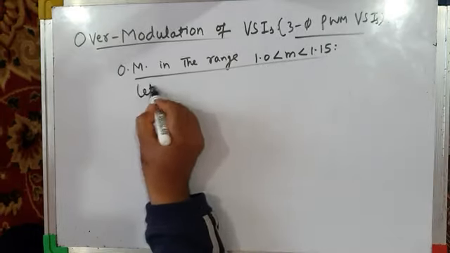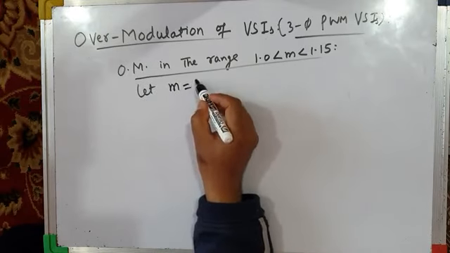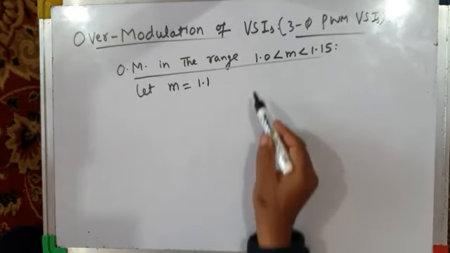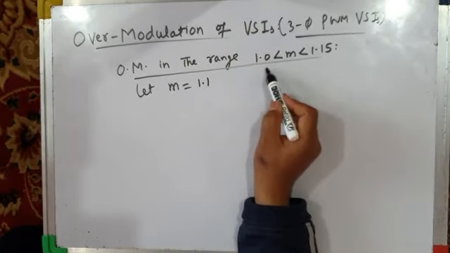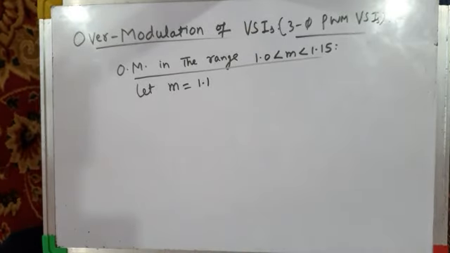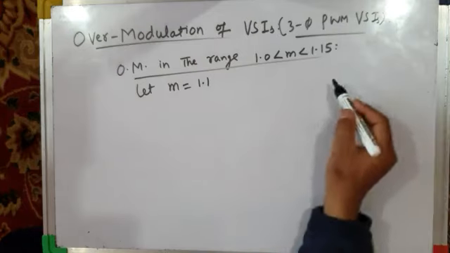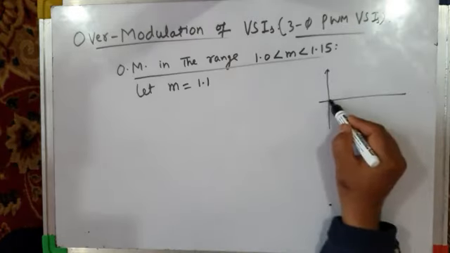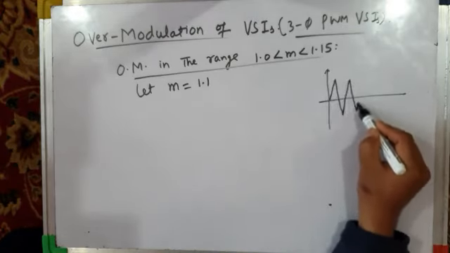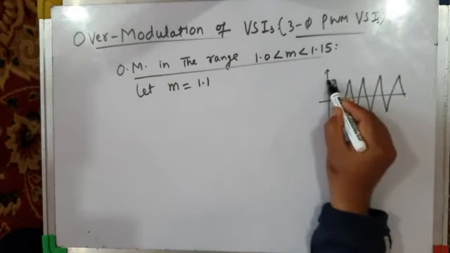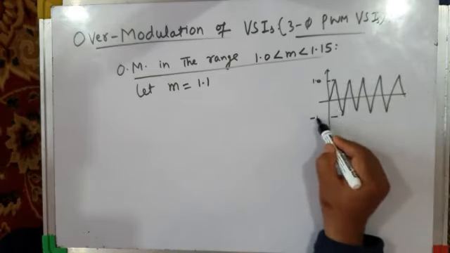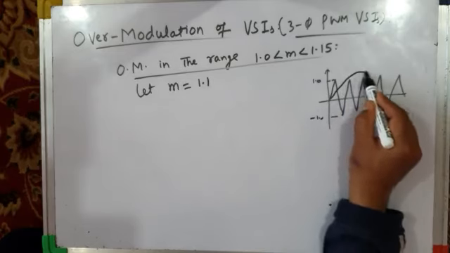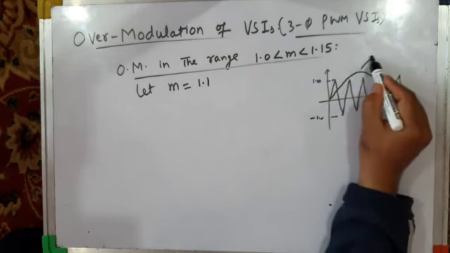Let us take a specific value of modulation index. So we will take a modulation index of 1.1, that is greater than this. When does modulation start? I have already told you, modulation starts when the peak of a sinusoidal modulating signal exceeds the carrier peak. For example, something like this. Your carrier is like this. This is your carrier wave. It has a peak of 1.0 and negative peak of minus 1.0.